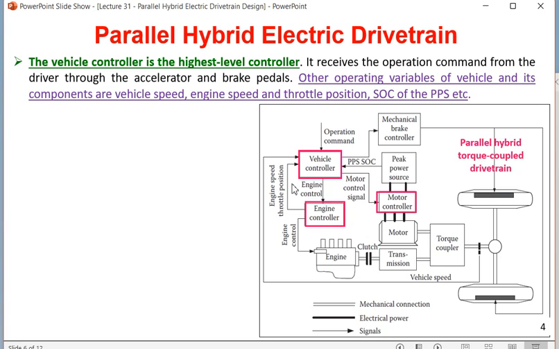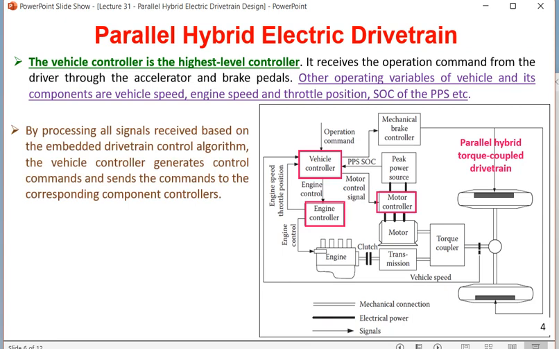The vehicle controller receives the operation command from the driver through the accelerator, brake and steering. The operating variables of this vehicle and its components are vehicle speed, engine speed, throttle position of the valves that go to the engine, that means the valve for fuel and the valve for air, and the SOC of the PPS. So mainly we are continuously tracking the energy sources. The primary energy source is the engine, which runs on fossil fuel, so all its parameters as well as all the parameters of the peaking power source, which is the secondary source, are tracked. Controlling all these parameters is the main job of the vehicle controller.